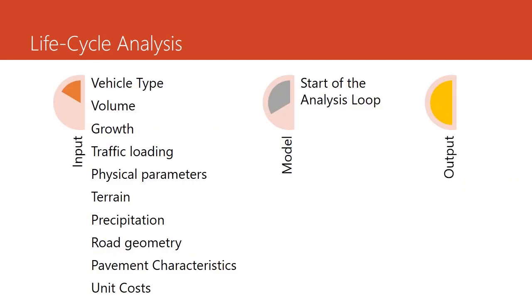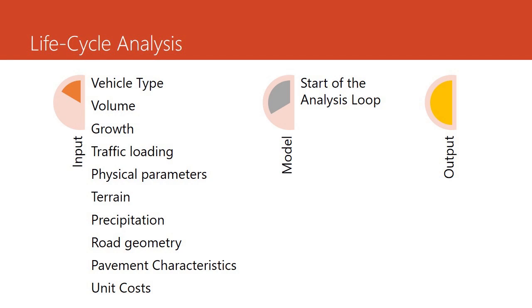Before HDM4 begins its life cycle simulation, it requires a comprehensive set of input parameters that define the road environment, traffic behavior, and cost structure. We begin by defining the vehicle types using the road, such as cars, trucks, buses, and two-wheelers. For each type, we specify the traffic volume, the expected annual growth rate, and traffic loading in terms of axle loads, which directly impact pavement deterioration.